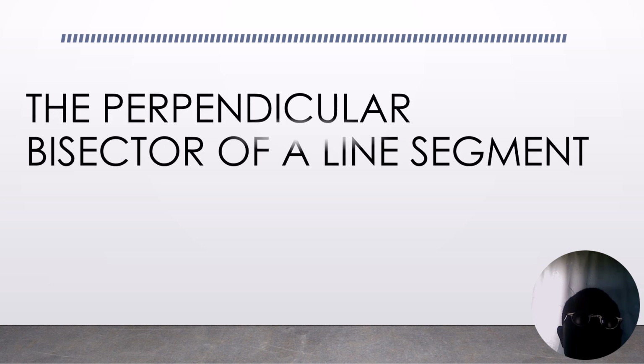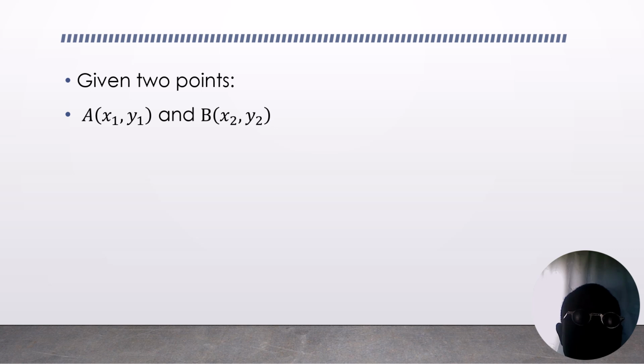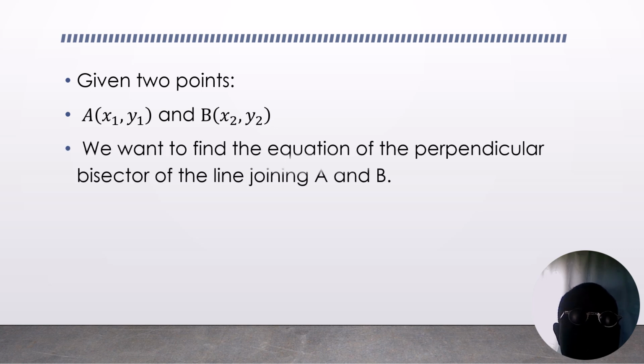In this lecture, we are going to learn how to find a perpendicular bisector of a given line segment. Understanding the problem. Given 2 points, A (x1, y1) and B (x2, y2), we want to find the equation of the perpendicular bisector of the line joining A and B.